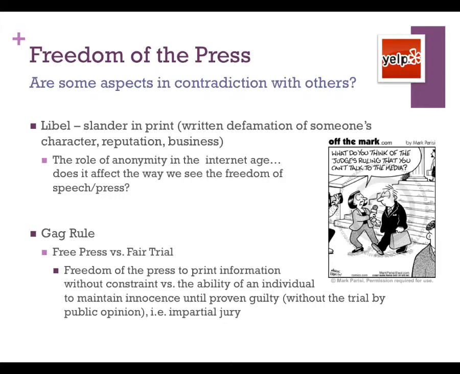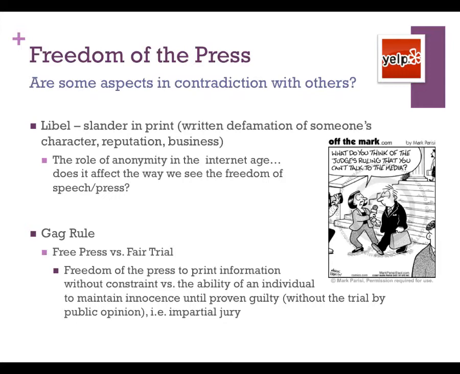So I don't know. What do we think? Could anonymity cause more instances of libel, right? There's no real responsibility if you get to be anonymous in writing something. Does it change, or should it change the way we see the freedom of the press or of speech? Definitely something to consider. Another one of those gray areas that we were talking about earlier.